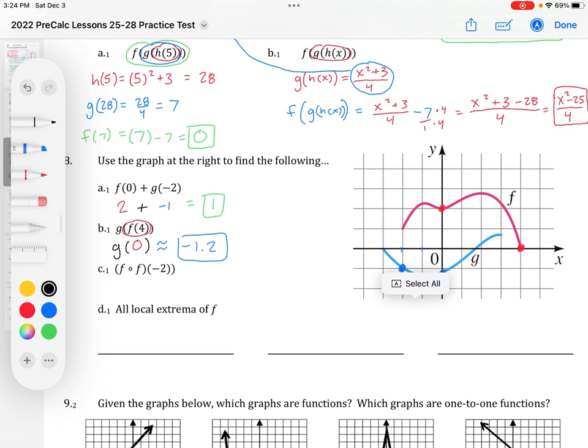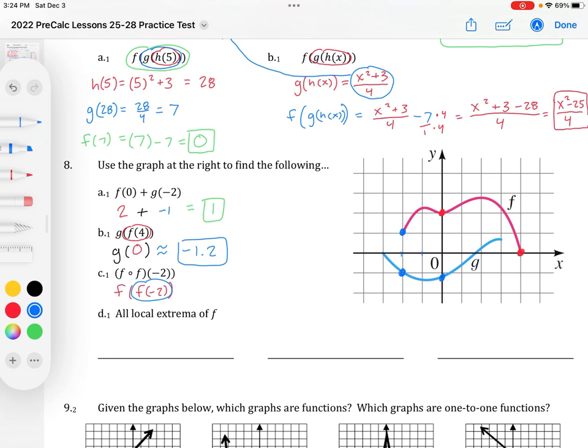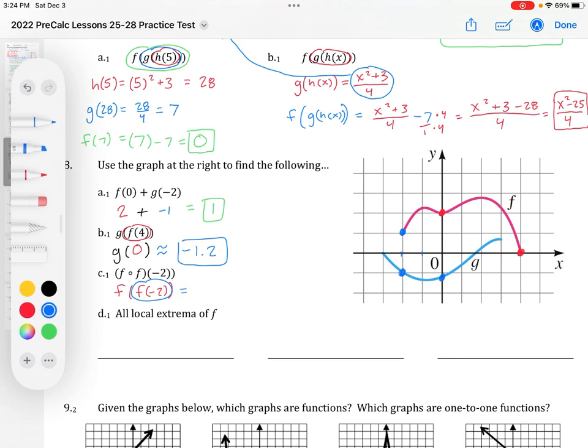All right, part C, if you remember, you can write this as f of f of negative 2. So we're still going to start from the inside out, finding f of negative 2 first. So f of negative 2 means we're going to go to negative 2, and we're going to go to f, and that looks like it has a value of 1. So this equals f of 1. And now we go to 1 and we go up, and that looks like it has a y value of about 2.4.